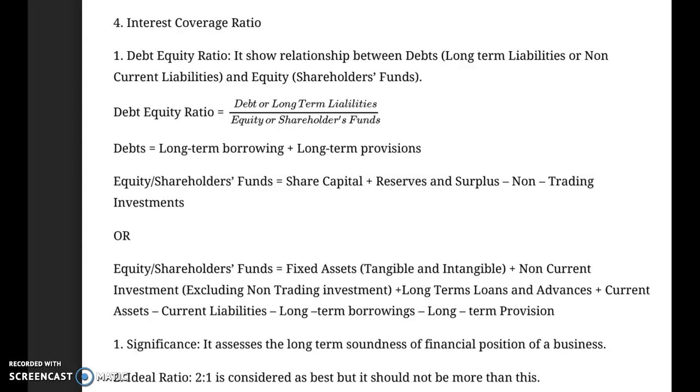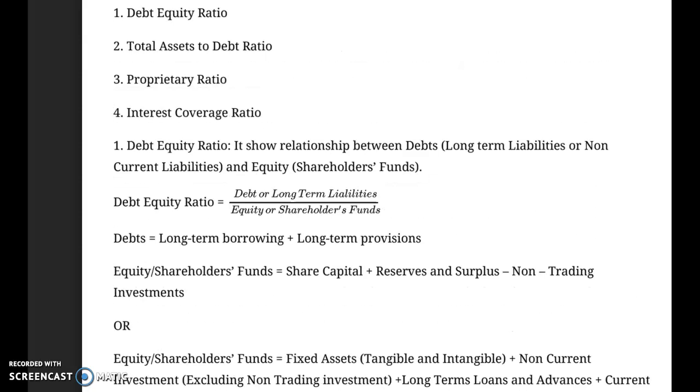That means that if the debt is up to double the equity, if the long-term liability is double the equity shareholders fund, it is considered satisfactory. If it is more than that, it is not satisfactory. So this way we will calculate the very important first ratio, that is the debt equity ratio.